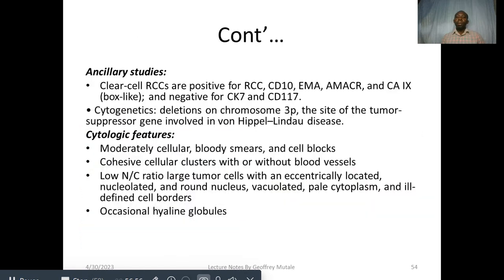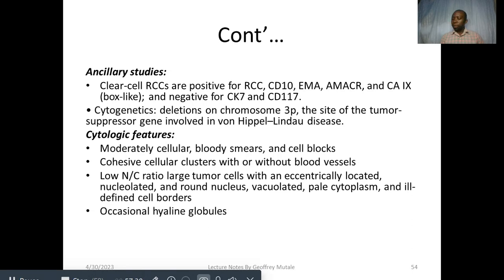Auxiliary studies that we may employ in clear cell RCC: we have RCC positive, CD10, EMA, AMACR, and CA9, and they are negative for CK7 and CD117. Cytogenetically, here we expect the deletion on chromosome 3p, the site of the tumor suppressor gene involved in von Hippel-Lindau disease.